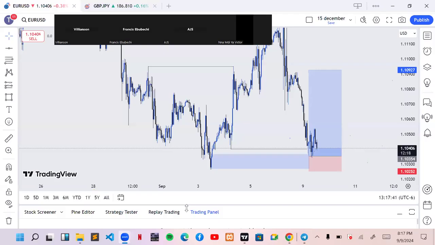You mark your break of structure. The break of structure is from the body, not from the wick. If the pullback does not happen after the break of structure or after the market structure shift, it is not an inducement. The pullback has to happen after the break of structure and after the market structure shift. You can't consider the one that happened before.